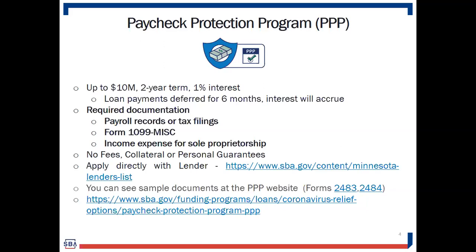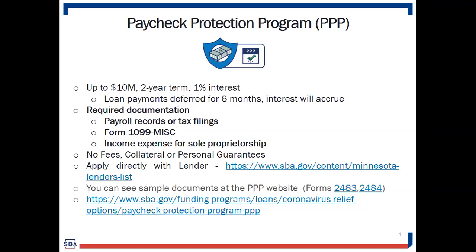So you can see there the documentation that you're going to need to fill out the application from the borrower perspective. Potentially they're going to look at things like payroll records or tax filings, the Form 1099 if you're an independent contractor, income and expense statements if you're a sole proprietor. And I know that those records are going to look a little bit different for each individual business. So what you're going to want to do as a borrower is probably speak with your accountant or your payroll processor, however you handle your payroll, to get the proper documentation that you need to fill out the application.